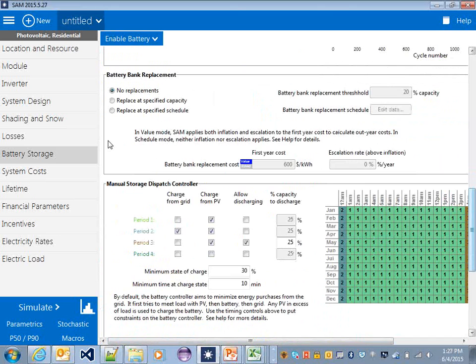We're going to do a lifetime simulation of a PV system in Honolulu. We're going to replace the batteries after they've degraded to 20% of their original capacity. We're going to assume that batteries cost about $430 a kilowatt-hour with no escalation.